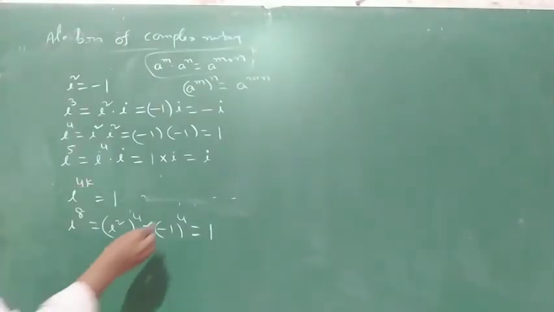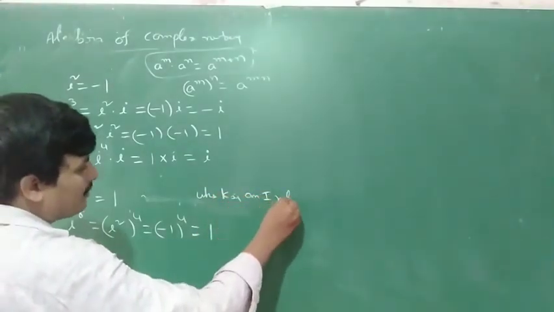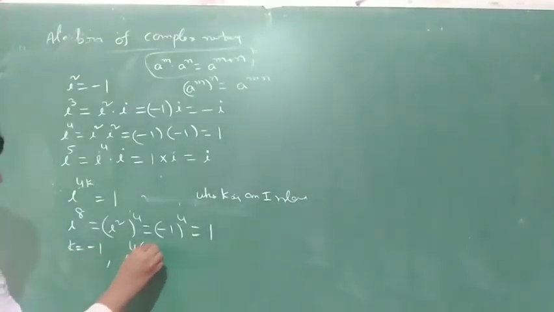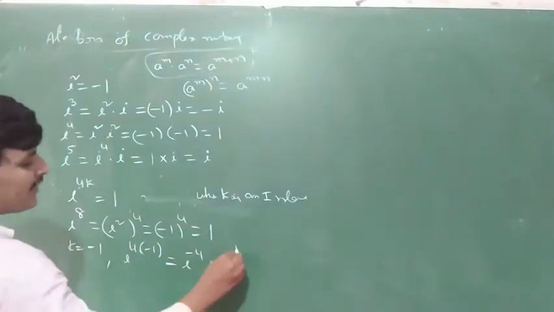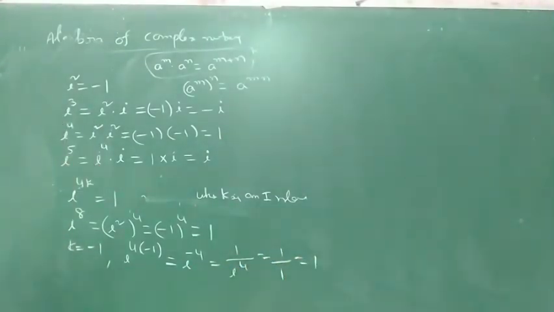k is an integer. What is an integer? Integer values include negative values and positive values. For example, k is equal to minus 1, i power 4 into minus 1, so i power minus 4. i power minus 4 is equal to 1 by i power 4, that is equal to 1 by 1, which is equal to 1.